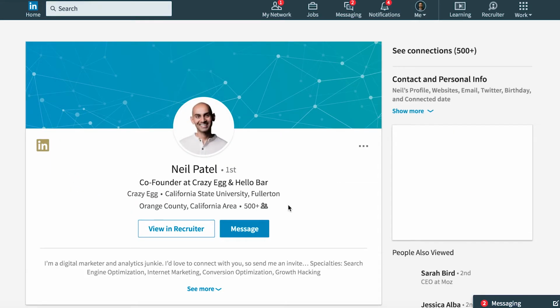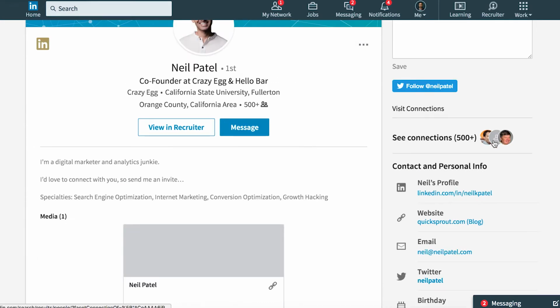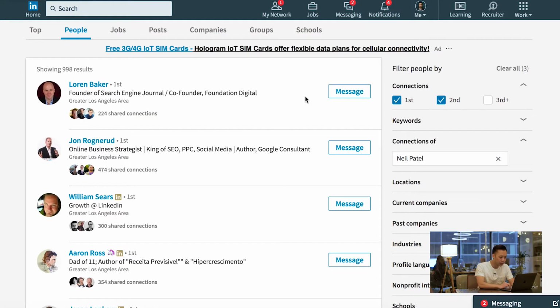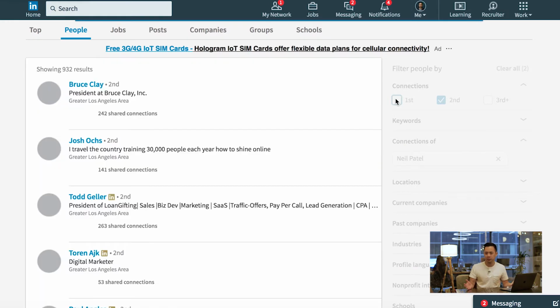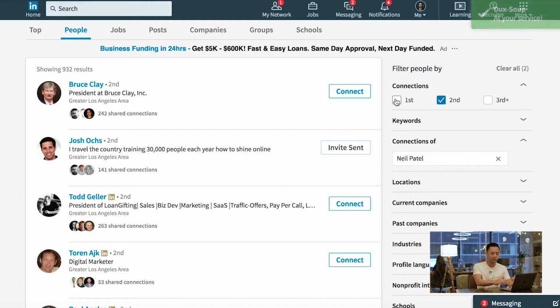Basically, we take a look at him and say, okay, here's Neil. Then we go to the right side and hit See Connections, and we see who he's connected with, right? On the right side here, we can see the connections of Neil Patel. We probably want to look for second degree connections. First degree connections are people that you already know, so you probably don't want to talk to those people, right? Or at least not ask Neil for an introduction to these people, because forced hiring is you basically go to this person and you ask.